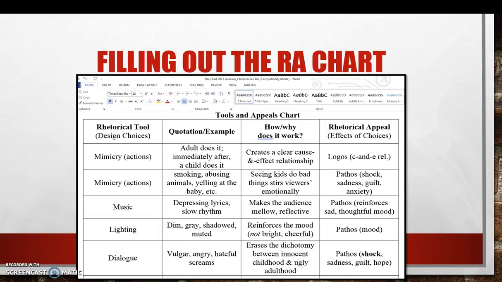I could then fill out the next row in the chart on the actions shown, noting a few examples like smoking, abusing animals, yelling at the baby, etc., discussing briefly that the choice to show these actions makes viewers feel ashamed, sad, anxious, etc., which in turn is an example of pathos or emotional appeals in the ad.